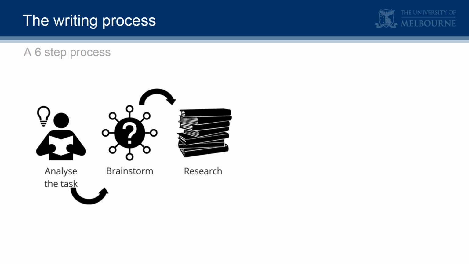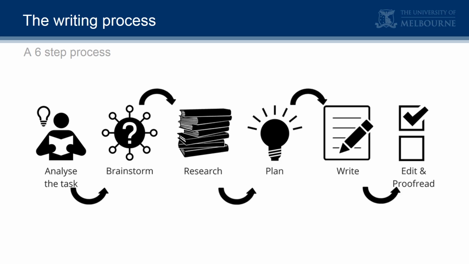In this video, we're going to look at how following a writing process helps you to write efficiently and meet the requirements of your task. There are 6 stages in the writing process: task analysis, brainstorming, research, planning, writing, and editing and proofreading.